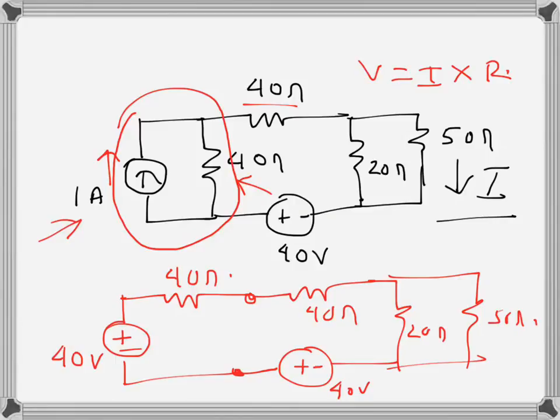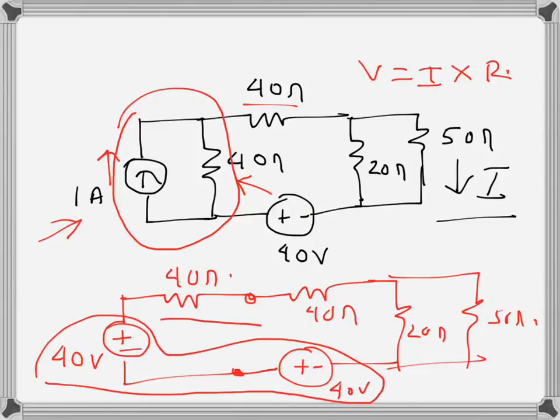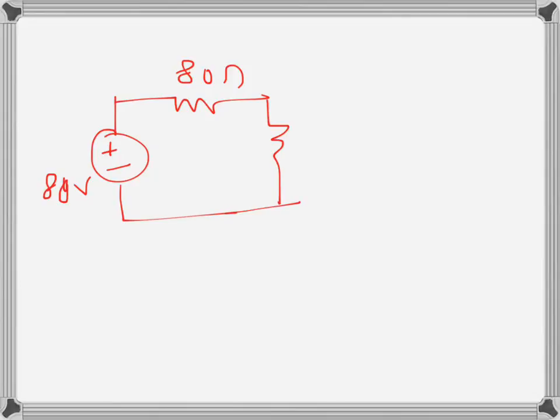Now if I notice again, these two voltage sources are in series, so they can be added, and these two resistances are also in series, so they can be added as well. The voltage sources will be added because their polarity is in the same direction, otherwise they would be subtracted. So these two added will be 80 volts, and these two resistances will be 80 ohms. So 80 ohms here, 80 volts here, and then the 20 ohms is there, and the 50 ohms, the one whose current we are interested in and need to find out.